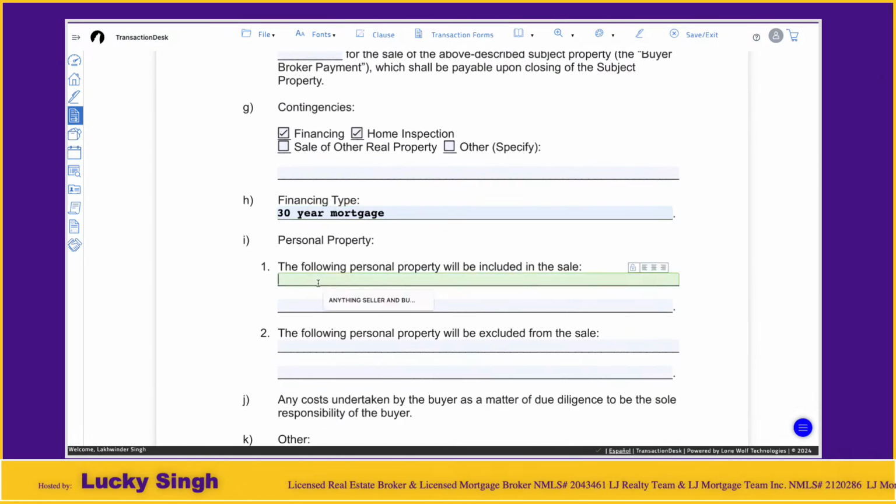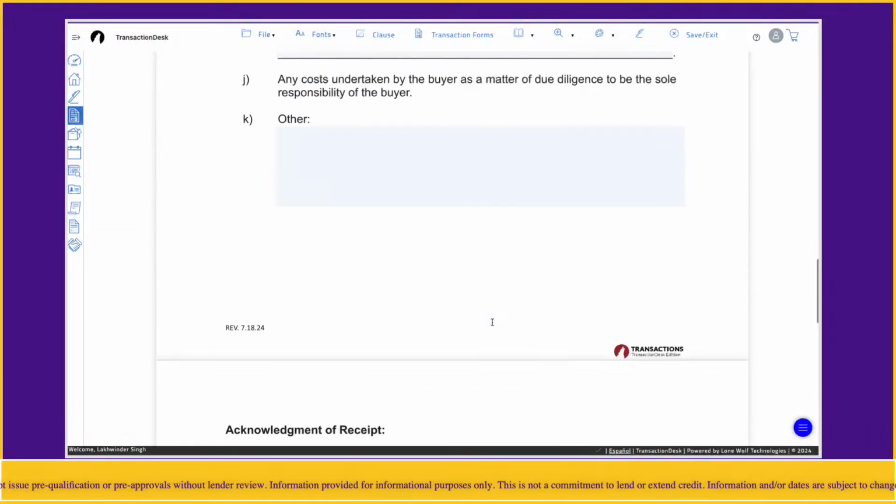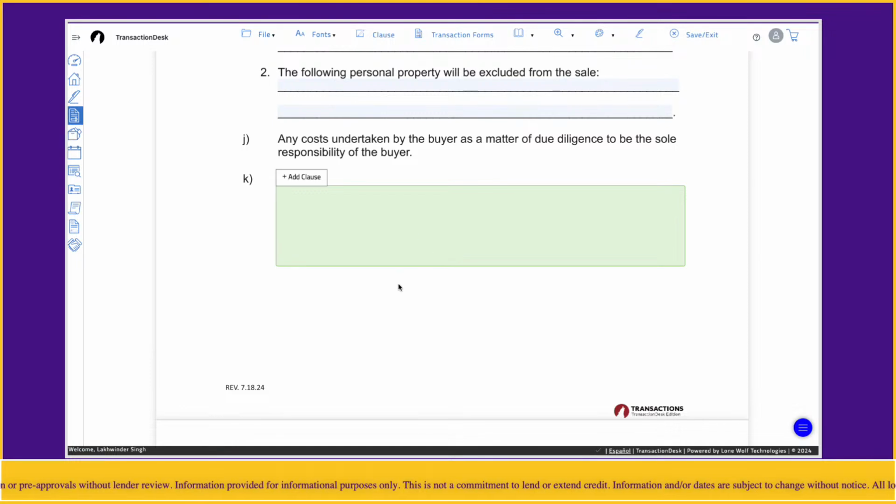If you and the listing agent have agreed for anything to be included in the sale or excluded from the sale, you would put it under personal property. As we know, unless something is a fixture in a property, it should stay there. It could be a chandelier, to give you an example. If you want that chandelier to be included, then you would put that in number one. If there's something to be excluded, let's say it was a dishwasher, and they're going to take that, then you can put excluded dishwasher. Others, if you guys agree on anything else, you could put that in there.